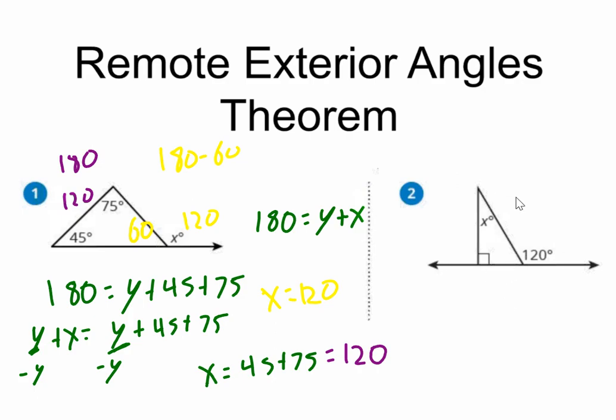So here's another one. I'm going to take these two angles, x plus 90 will be the same as 120, and I can work backwards. Rather than these two added together to equal this one, I'll use the same property to solve for an interior angle. Subtract 90 from both sides, x equals 30 degrees.